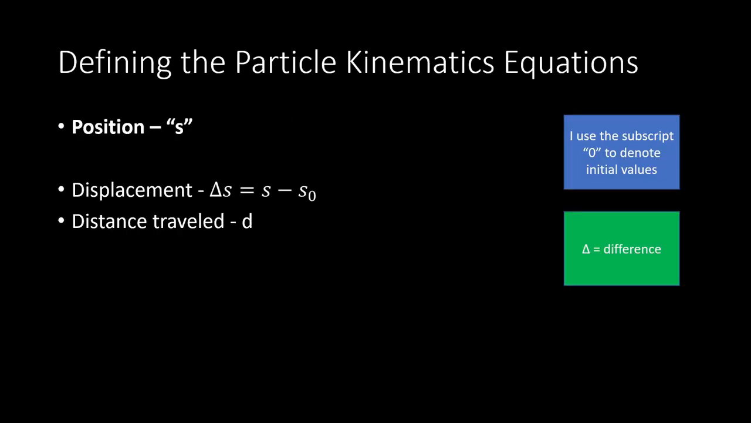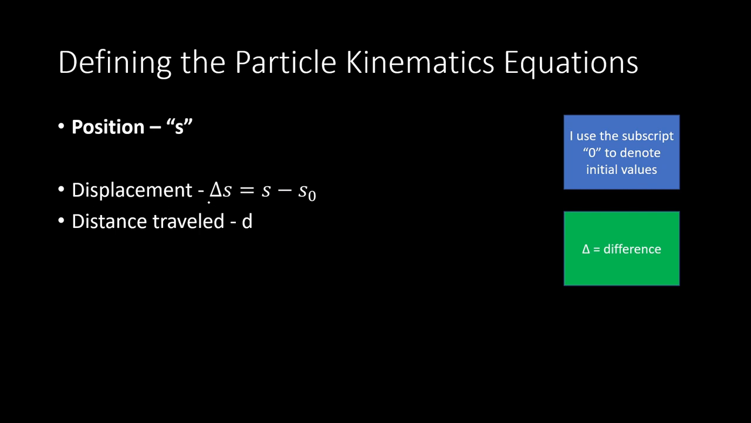So let's start with defining the variables. And just a quick note, I use the subscript 0 to denote initial values. So for example, this would be the initial position. And then if it doesn't have that subscript, it's just wherever you are currently or the final position. And then delta means difference. So for example, this delta S here is whatever position you are currently at minus your initial position. Like we just discussed, the position variable is going to be S.